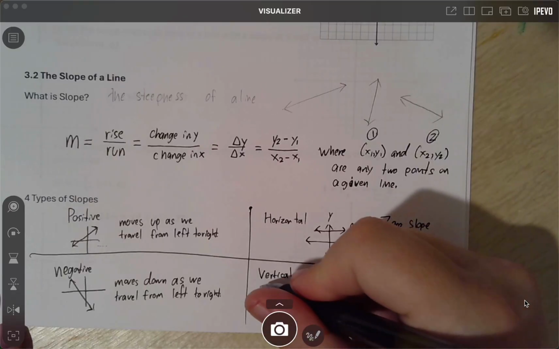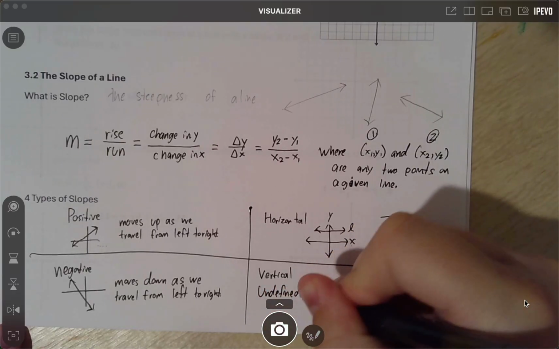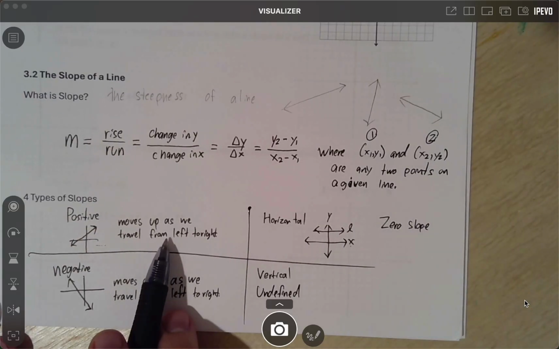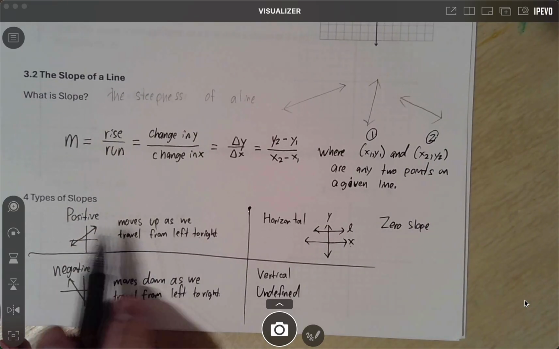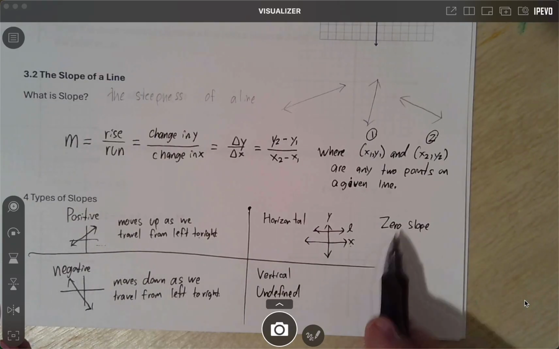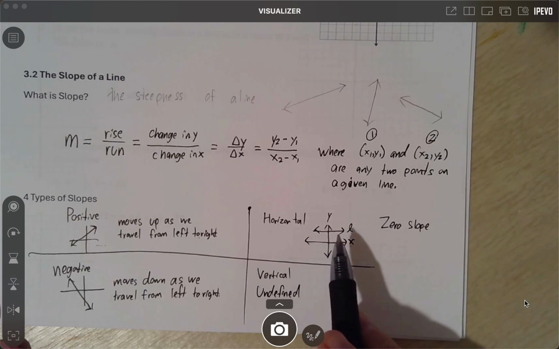Now, we sometimes refer to this as undefined. And the reason we call this undefined is, well, for what I just said a second ago. If I move from left to right, do I move up or down? Well, in this case, the answer is no.